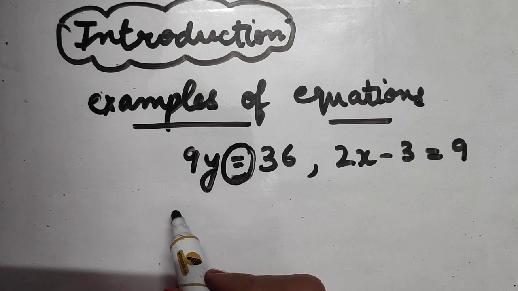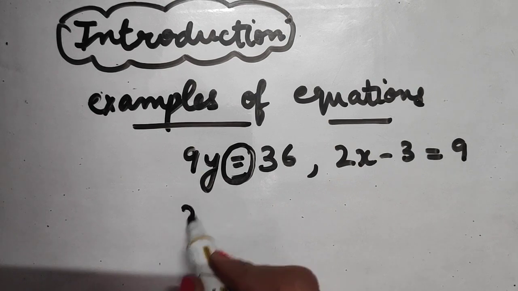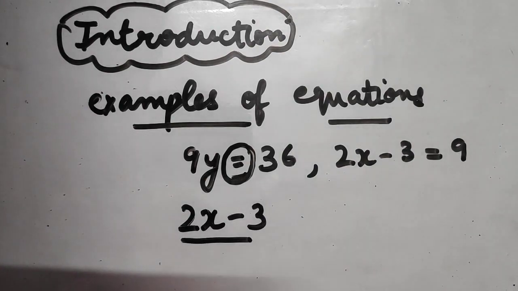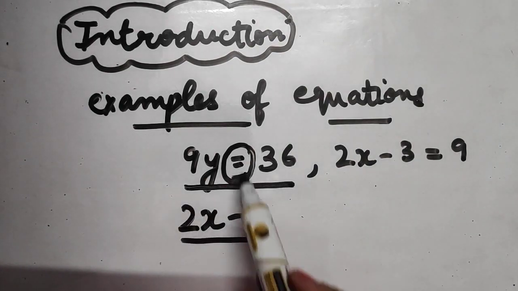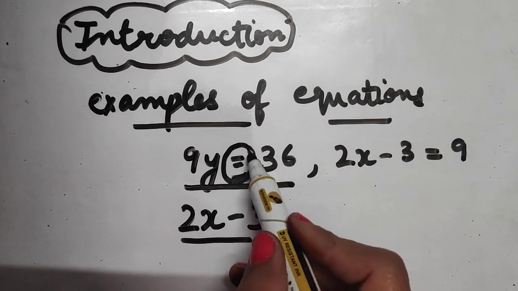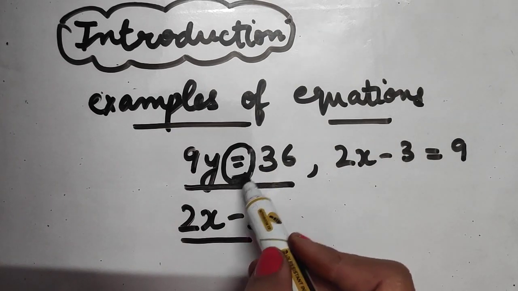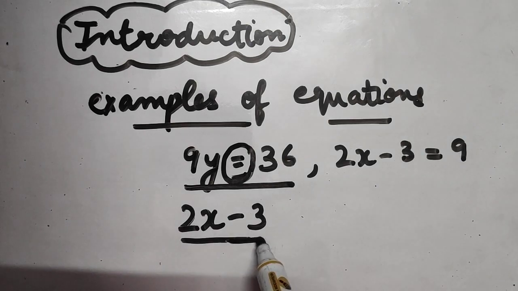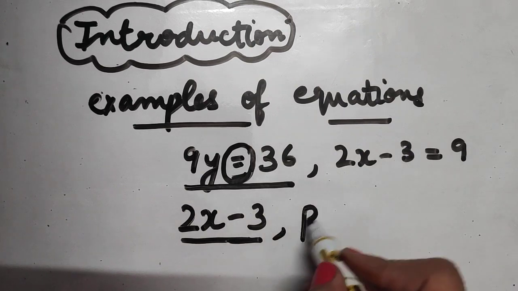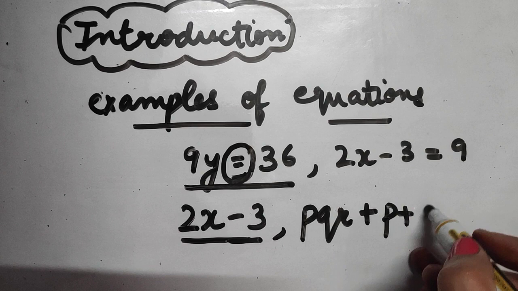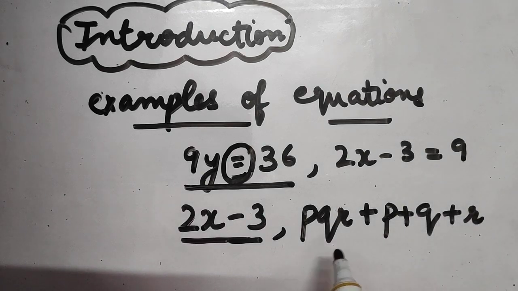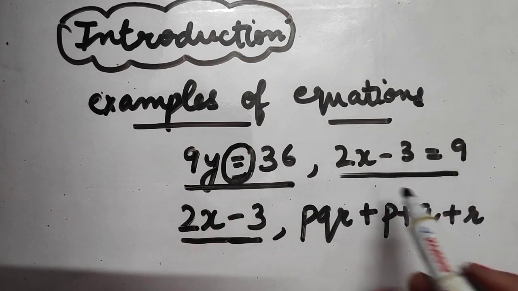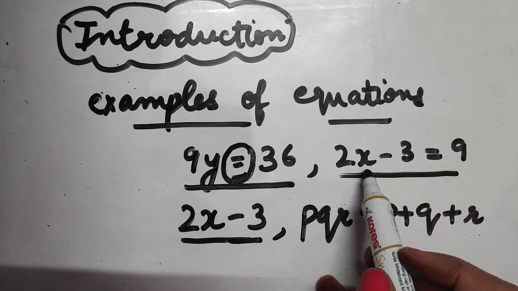Like I have given you the example of expressions, I am writing few examples again, like 2x minus 3. This is an expression and this is an equation. You can see what is missing in this. You can compare these two and you will find that this equality sign is missing in the expressions. And in the expressions, like I have written the expression pqr plus p plus q plus r, we may or may not have more than one variable. Here in this equation, you can see only one variable we have taken, x, that is unknown to us.